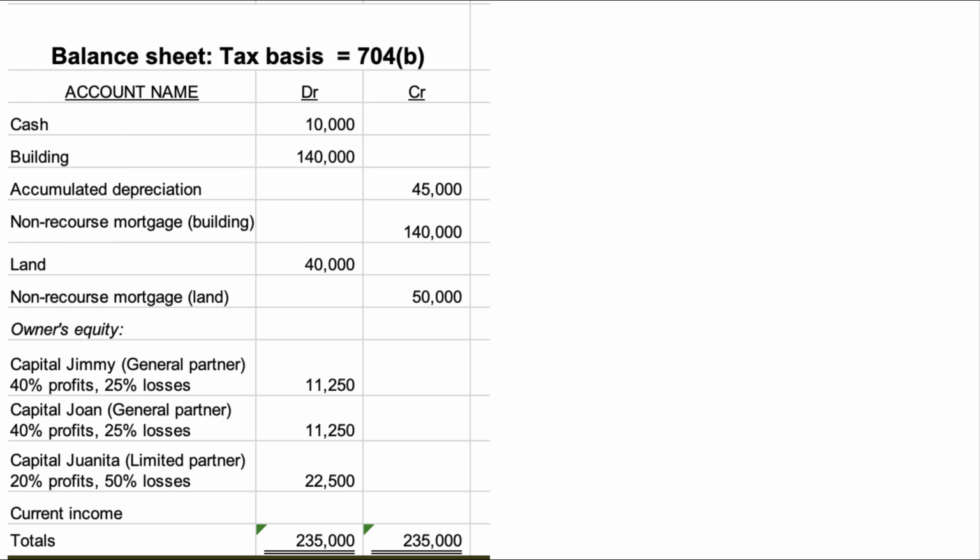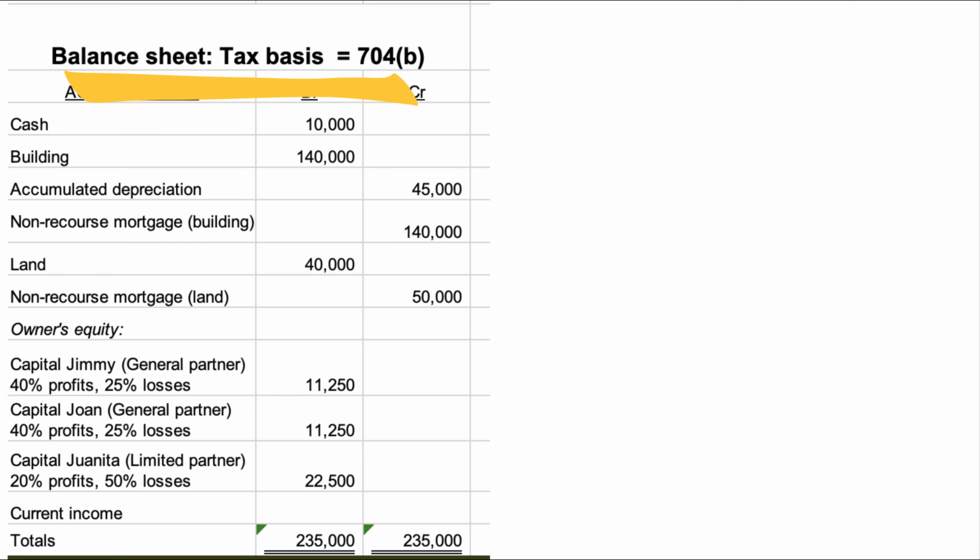If you already understand these 3 concepts, then let's go on and use this example to illustrate how the Treasury regulations direct us to allocate non-recourse debt. Notice that this is a limited partnership with 2 general partners and 1 limited partner. Also notice that the tax basis balance sheet is the same as the 704B fair market value balance sheet.